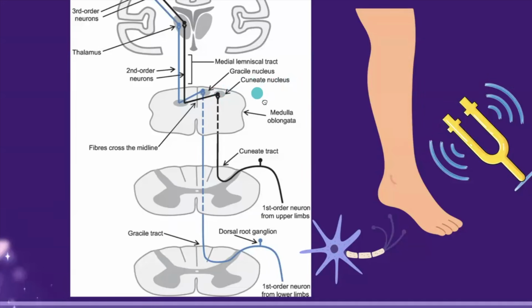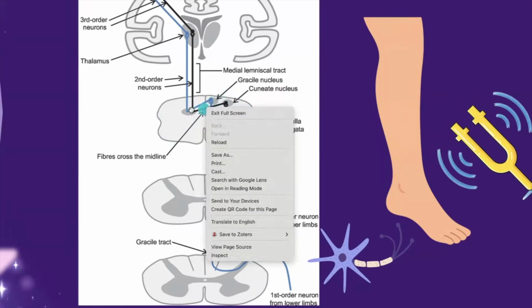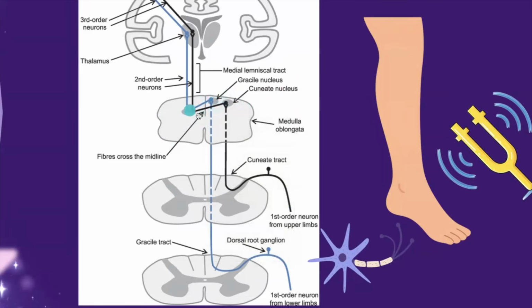All right. So, what happens after the synapse? The axons of the second order neurons, they would cross the midline. Would they cross the midline? They would cross it at the medulla. Okay, remember this, very important. They cross at the level of the medulla. These fibers are called internal arcuate fibers. The fibers that cross the midline are called internal arcuate fibers.